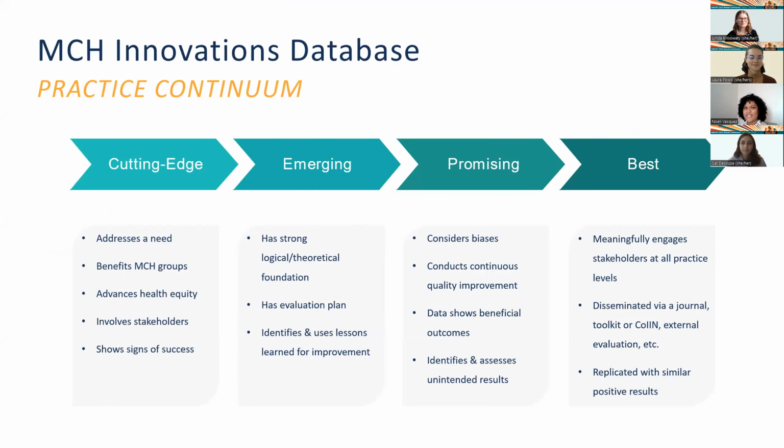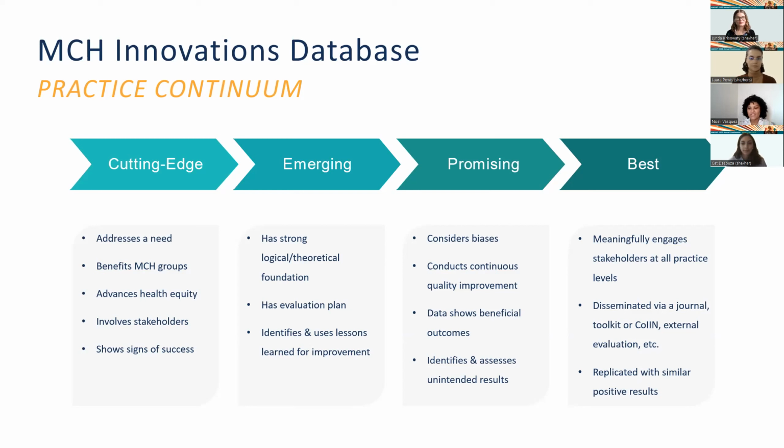In the Innovations Database, we have different ways of categorizing both practices and policies. For practices, we have what we call a practice continuum. And so we have these 4 different categories that practices can fall into. And as you can see, they kind of build up from cutting edge to best. And that's with continuous improvement. We have practices that come back after landing in one of these categories and expand their program. They change things about it so they can move up the continuum. So each of them has particular characteristics before we designate any of them.